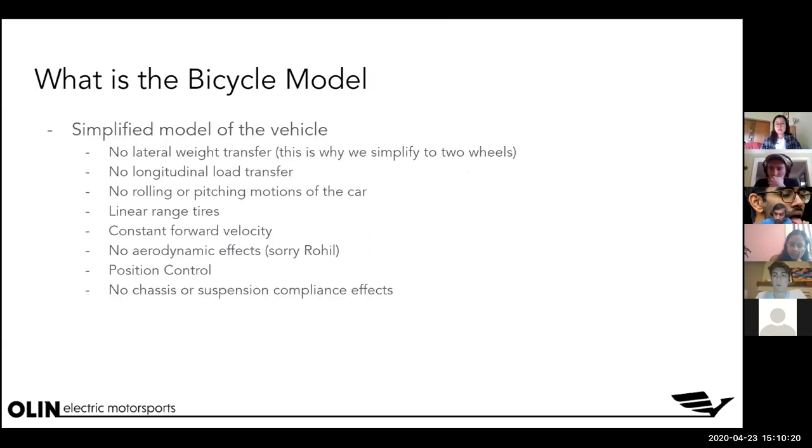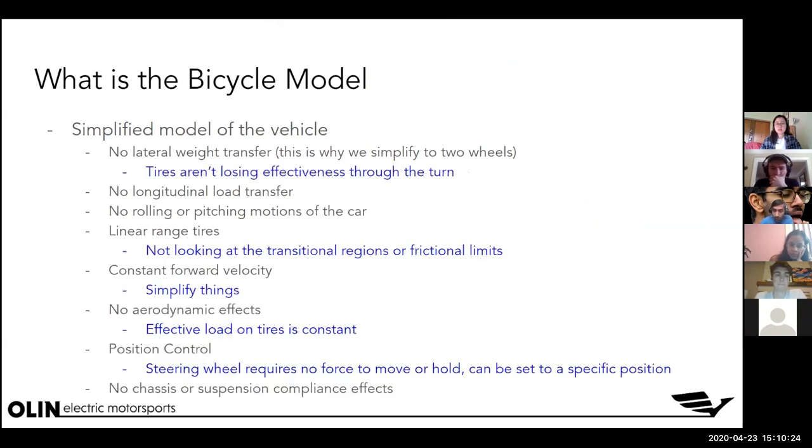Okay, so what is the bicycle model? It is a very simplified model of the vehicle. There's no lateral weight transfer, which I talked a lot about last presentation, what weight transfer is and why it matters. But for today, we're just going to scrap that. We're going to pretend that doesn't happen. Because we have no lateral weight transfer, that's why we're working with a bicycle. Now we can assume there's no difference between our left and right tire, so we can just look at the front and rear tires. We're also going to assume no longitudinal load transfer, no rolling or pitching motions.